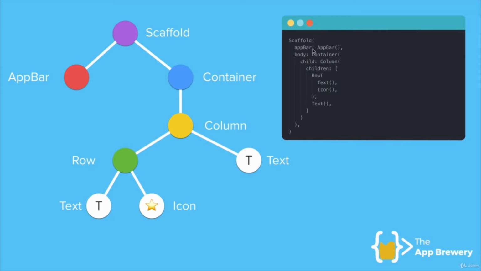So inside these parentheses for the scaffold, we've got an app bar and a container. Now, inside the parentheses for the container, so here is where it starts and here is where it ends, we have a column. Here's our column. Inside our column, we have two things, a row and some text. And inside our row, we have another two things, some text and some icon. And this is how you would represent this tree or this design in Dart code.